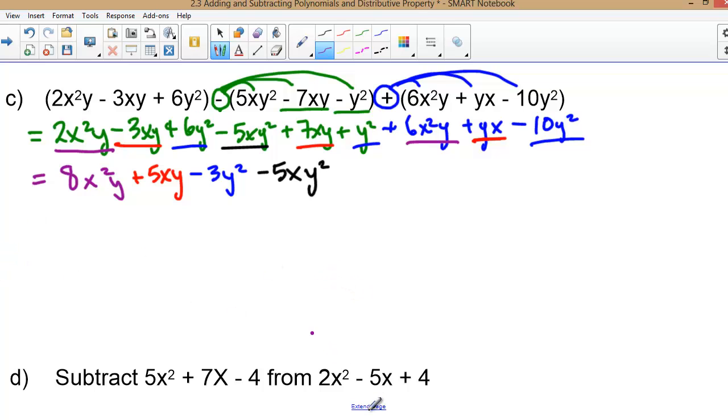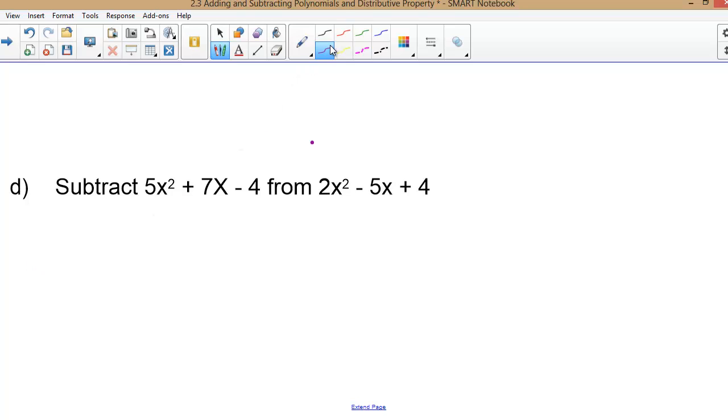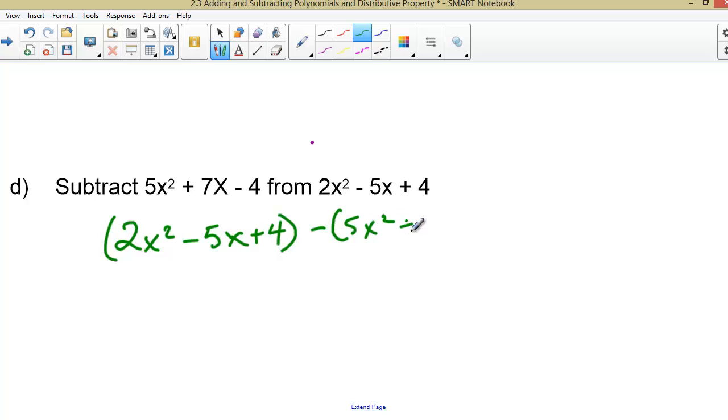With a final example here, just to remind you about subtraction, order matters when we're subtracting. So be careful when you run into word problems with these. If I asked you to subtract 5x squared plus 7x minus 4 from 2x squared minus 5x plus 4, hopefully you'll remember that order would be 2x squared minus 5x plus 4. We would take all of that and subtract 5x squared plus 7x minus 4 from it. So just be aware of that.